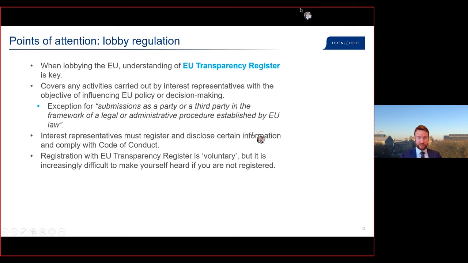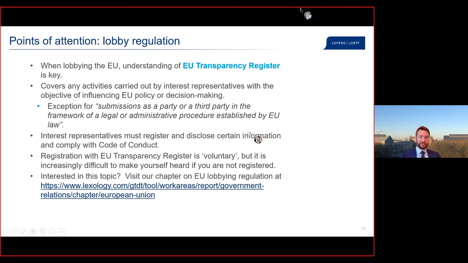If you are interested in this topic, there's a link in the slide. Joren and I have written a chapter on do's and don'ts and how the lobby register at the EU level works exactly, so definitely go to that website. I know that there are discussions in Latvia also on how to increase transparency in lobbying, so I think it's useful to see where these discussions could be going. But that was it for what we wanted to say about EC complaints.